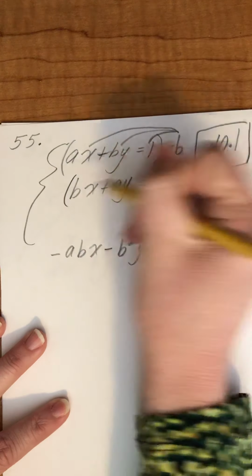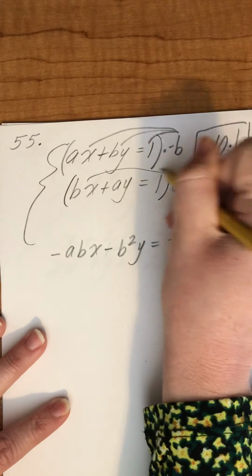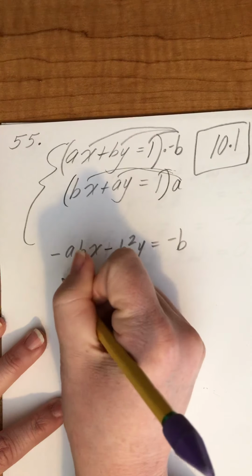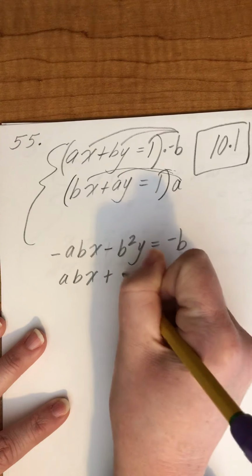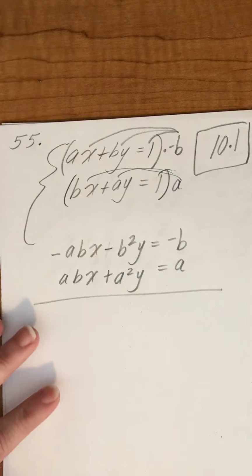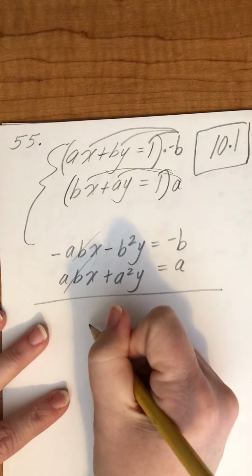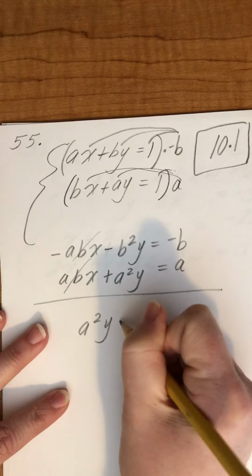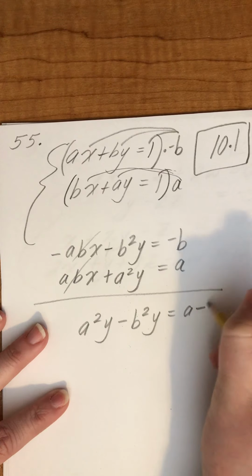Now if we're going to try to get these to be exact opposites, we're going to need to multiply all of these by a. All right, so then we'd rewrite that equation. We would have positive abx plus a squared y, which equals a. Now when we add straight down, our x's will cancel out because these are exact opposites of each other, which is what we want. So we have a squared y minus b squared y equals a minus b.